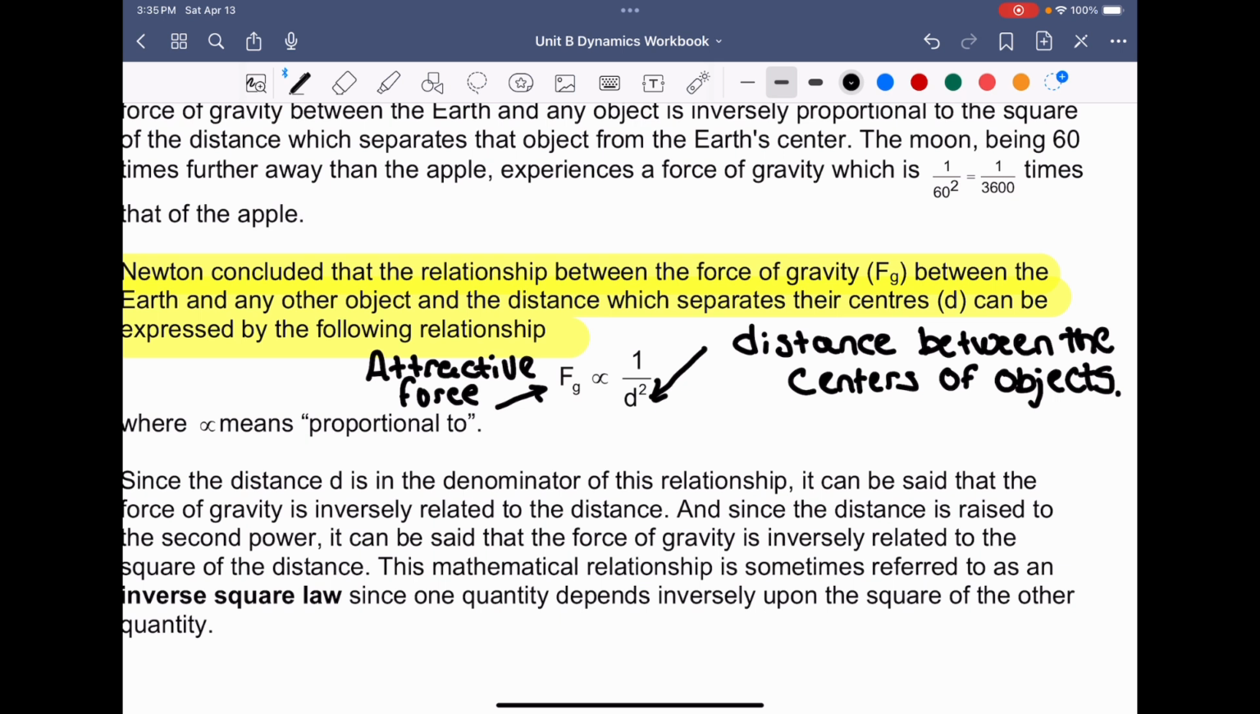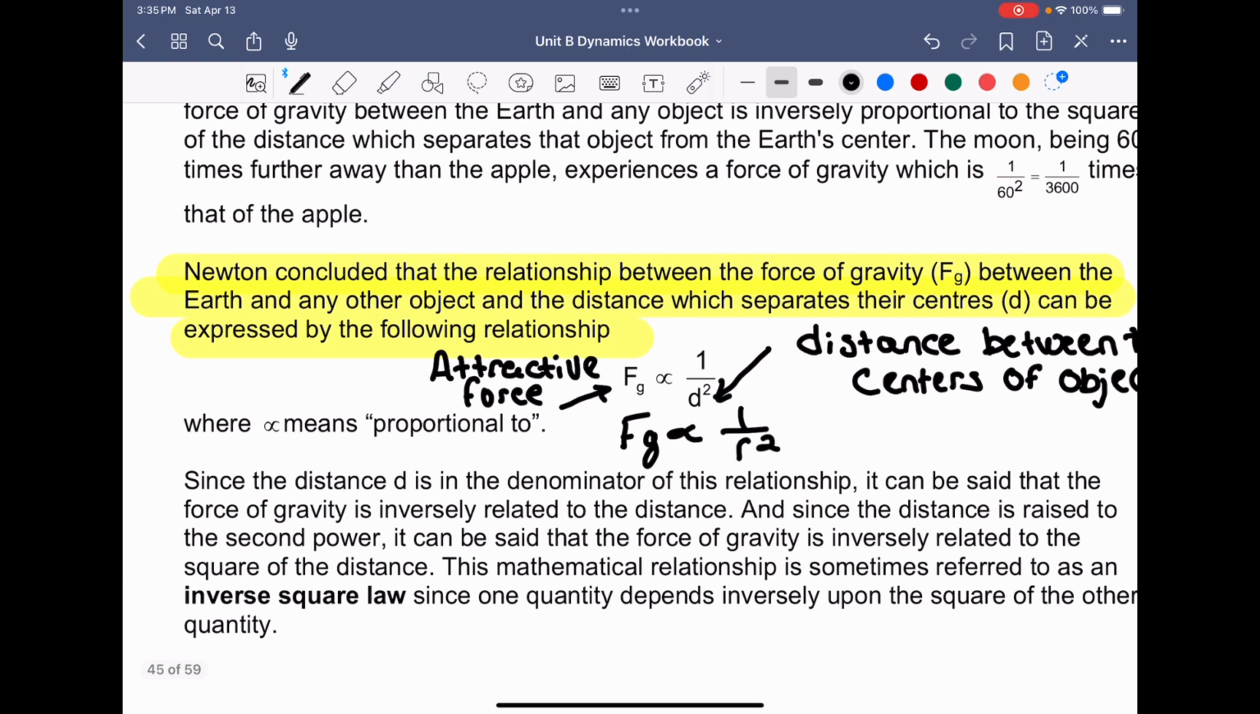Now, this can also be written as the following. Fg is proportional to 1 over r squared. In fact, on your formula sheet, we use r squared instead of d squared, but the major thing we want to pull out of this is that Fg is proportional to 1 over the distance squared between objects, meaning Fg is proportional to the inverse square of the radius or distance between two centers of objects.